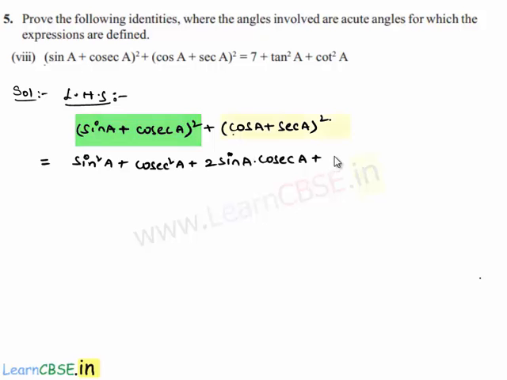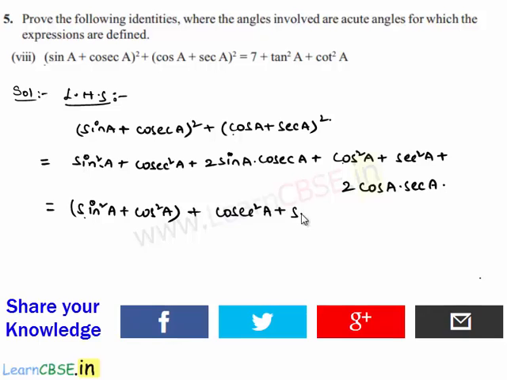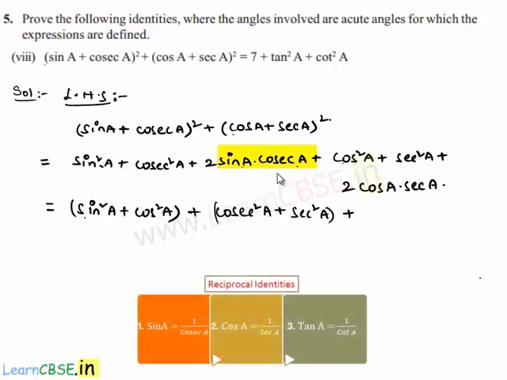cosecant A. Here this can be written as cos square A plus secant square A plus 2 times cos A into secant A. That is equal to, let us write sin square A and cos square A together, plus cosecant square A plus secant square A together, plus here 2 times sin A times cosecant A is nothing but 2, as sin A into cosecant A is 1, plus similarly 2 times cos A into secant A is equal to 2, as cos A into secant A is nothing but 1.